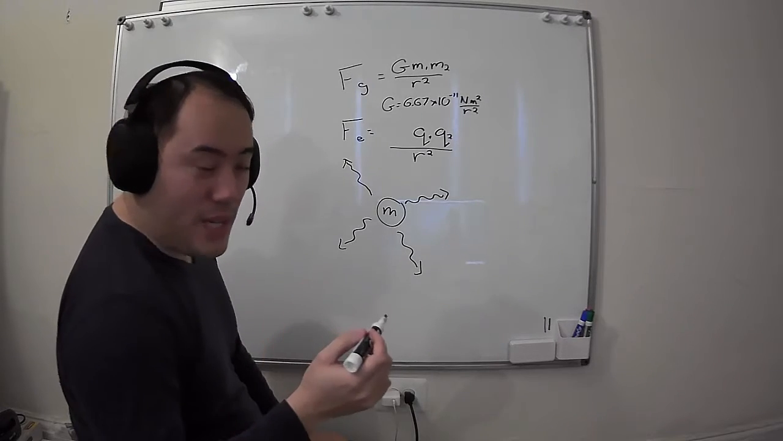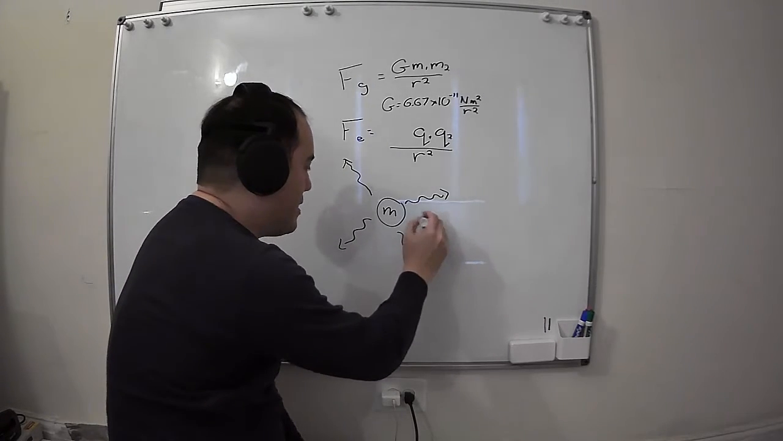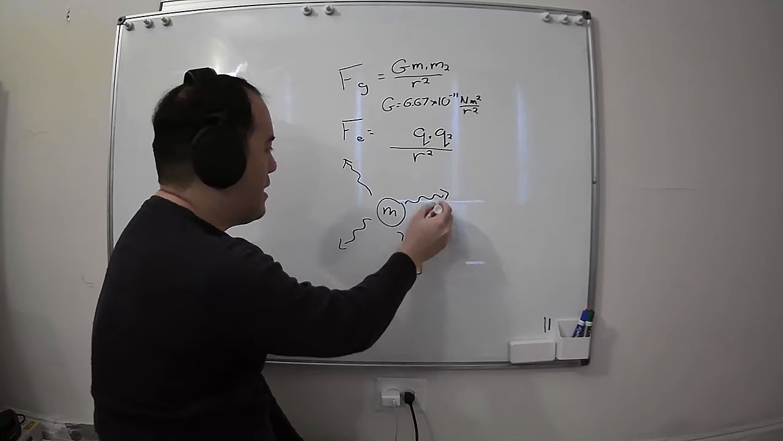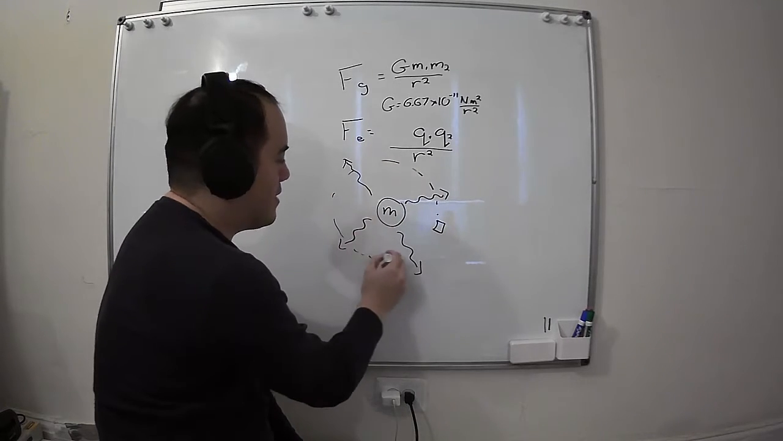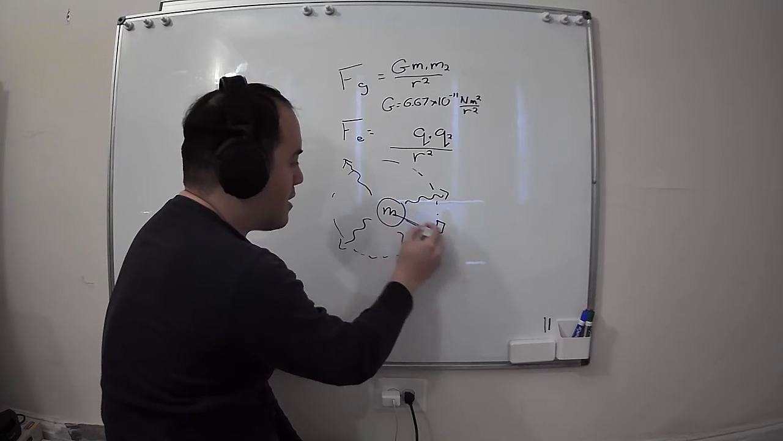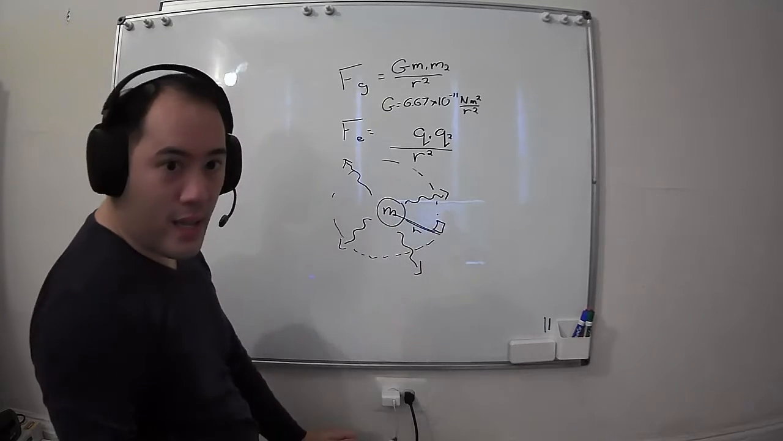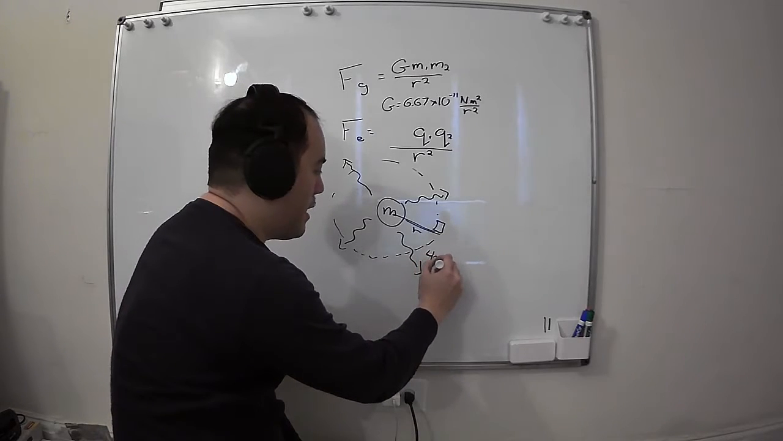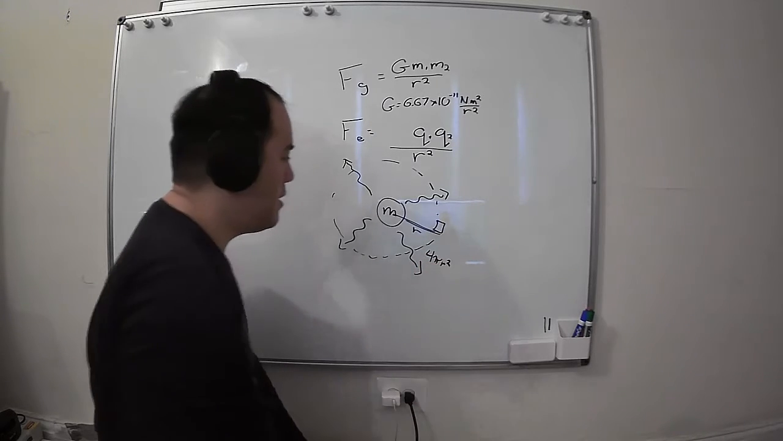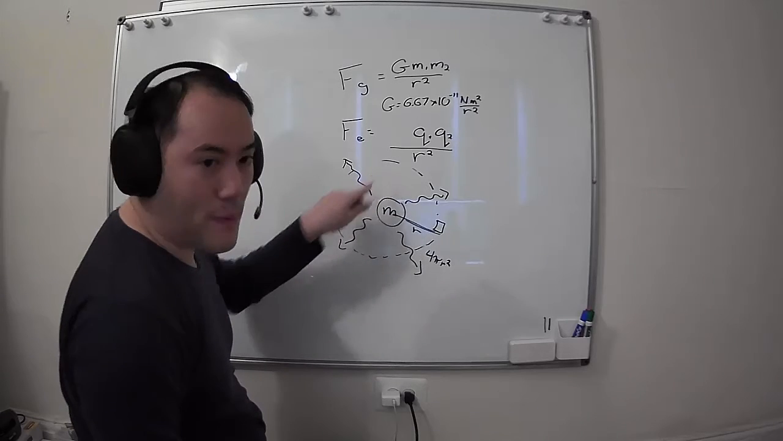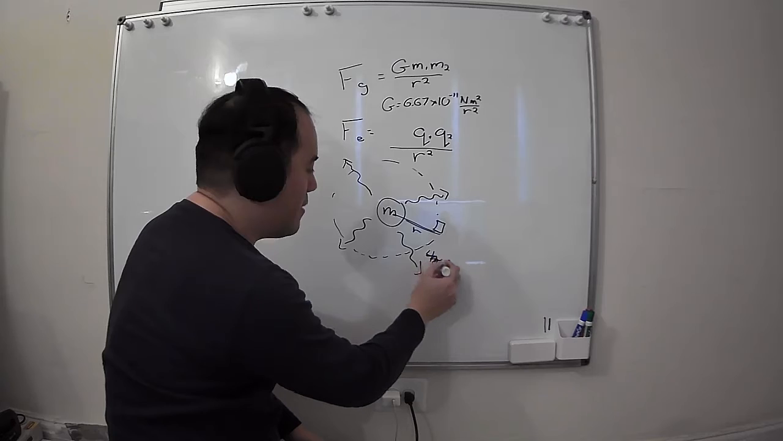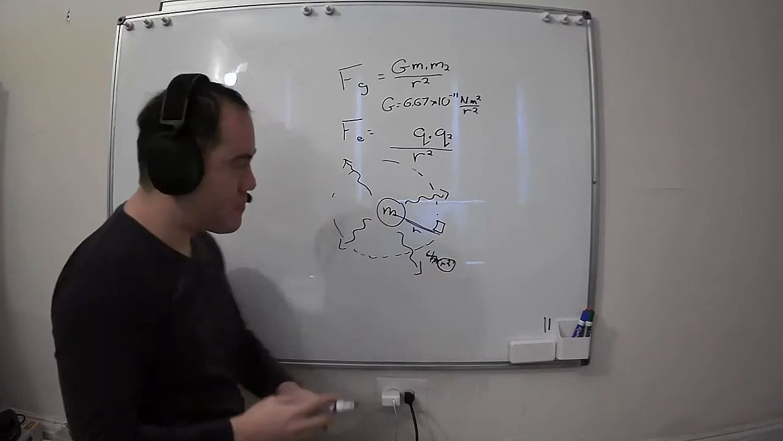The amount of gravity waves in a certain area is based on the surface area of a sphere of radius r. The surface area of a sphere of radius r is 4 pi r squared. So you divide the total number of gravity waves by 4 pi r squared. The 4 pi doesn't really matter, but the r squared is very important.